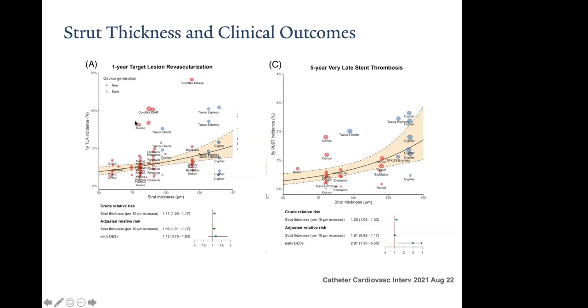Looking first at 1 year target lesion revascularization, you can see that thick struts had the highest risk of TLR. There's a few stents that stuck out here, which are thin struts, but overall the trend was that these second and third generation drug-eluting stents with thinner struts did better than these early generation drug-eluting stents. And then for 5-year late stent thrombosis, you can see that there's this big clustering of these early generation stents where there's late stent thrombosis, whereas this is something that's not really seen nearly as much with current generation drug-eluting stents.